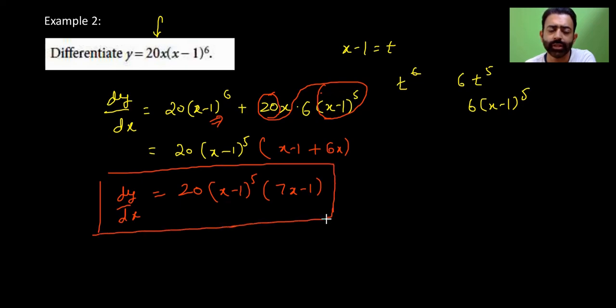So this is your derivative function. Very easy. Again I am repeating the product rule: keeping the first function as constant, differentiate the second function, write a plus sign, and then differentiate the first function keeping the second function as constant.